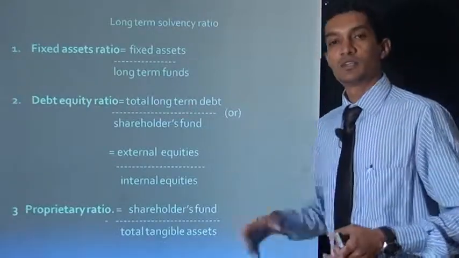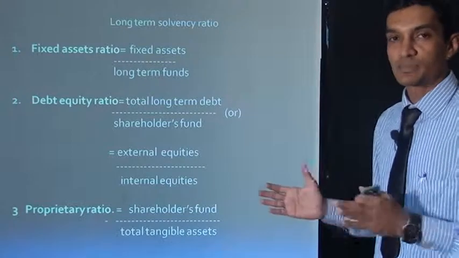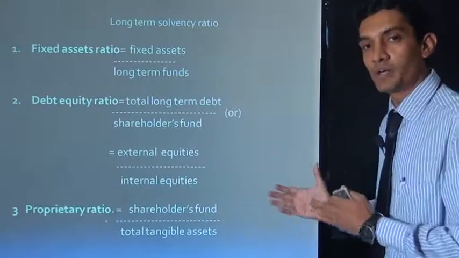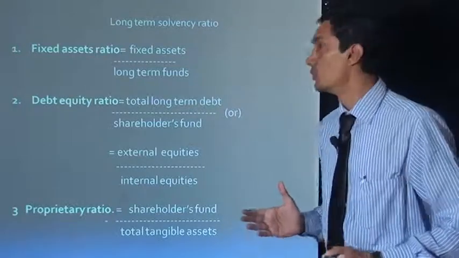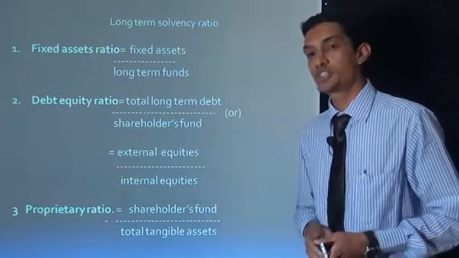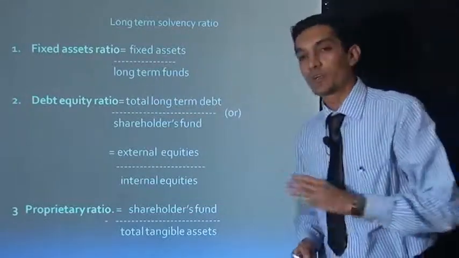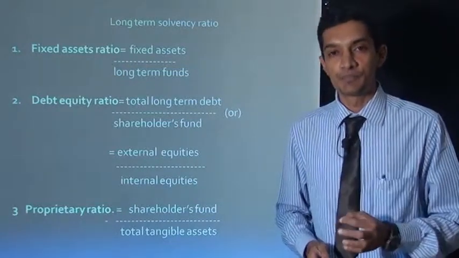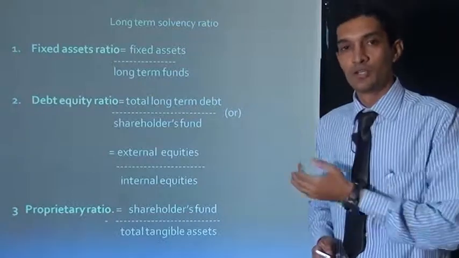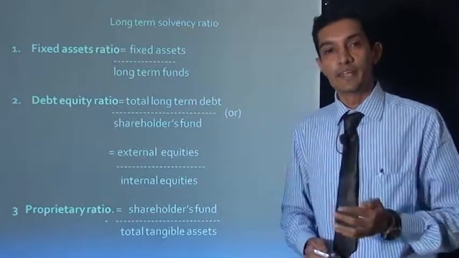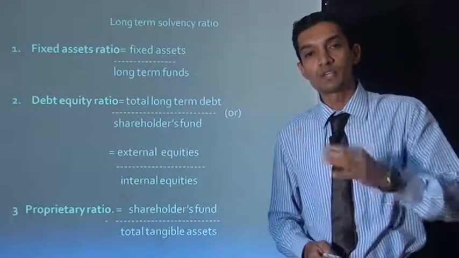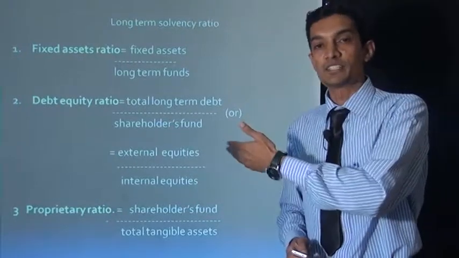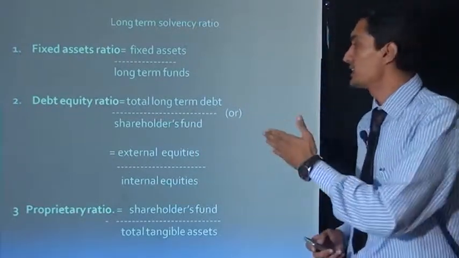Now next is the long term solvency ratio. There is a classification of ratios: first is solvency, next is profitability, and third is the long term solvency ratio. Long term solvency ratios include the fixed asset ratio: all fixed assets divided by long term funds. What are fixed assets? Machinery is a fixed asset, vehicles are fixed assets, buildings and land are fixed assets. Long term funds include equity, preference shares, debt and debentures. Now next is the debt equity ratio.